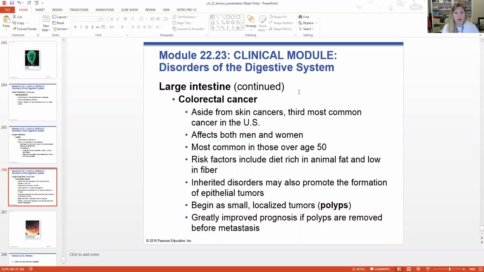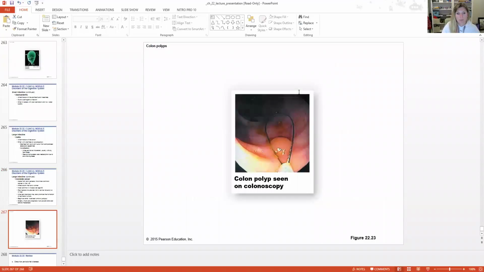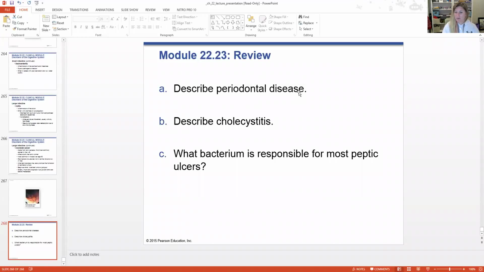Inherited disorders can also promote the formation of these tumors in the colon. They typically begin as polyps and then grow from there. So prognosis is very important, and that's why colonoscopies are recommended for individuals over 50. There's a colonoscopy. And there's your last slide with the last 3 review questions of this chapter.